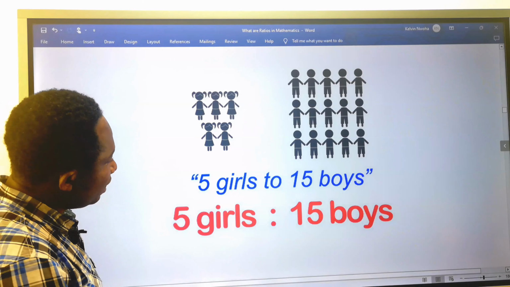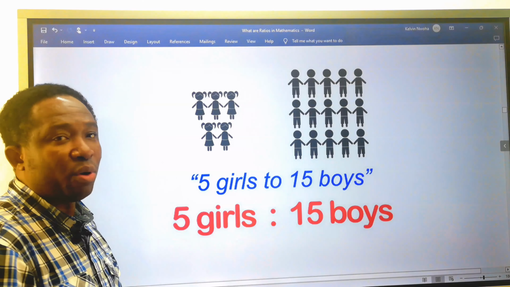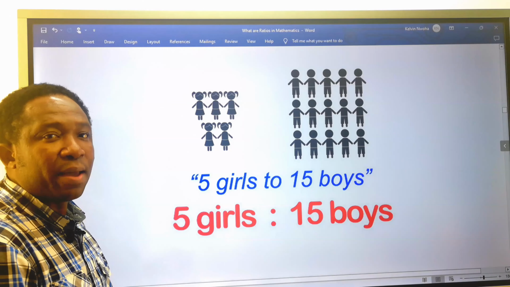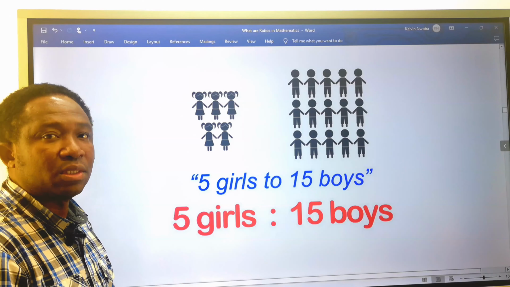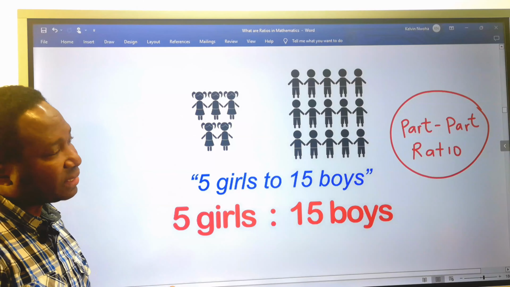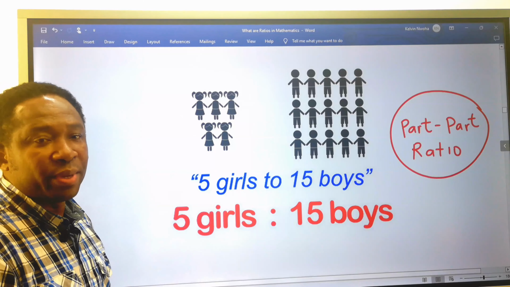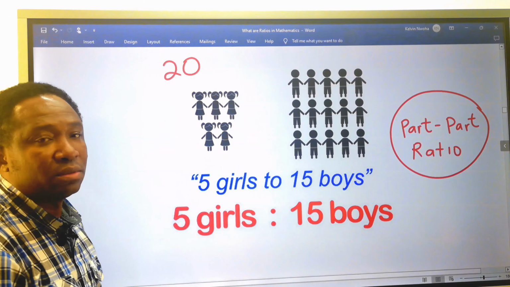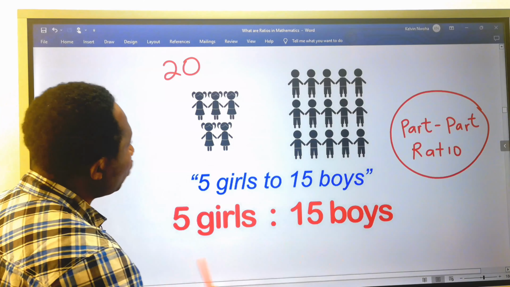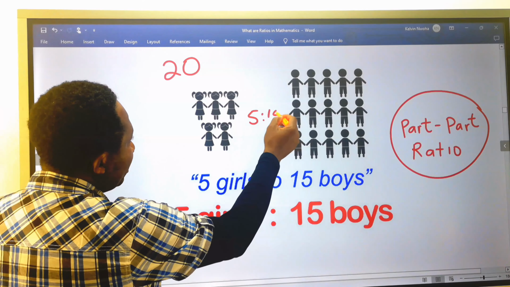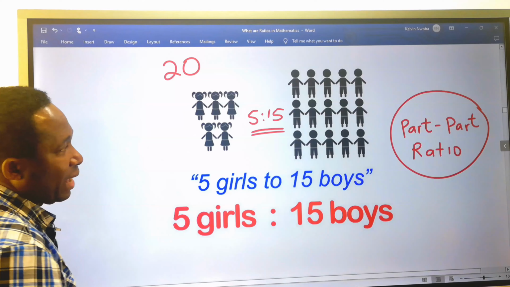Next, if you consider this 5 girls to 15 boys ratio, is it a part to part ratio or is it a part to whole ratio? I will give you a few seconds to figure it out. It is a part to part ratio because the entire class is made up of 20 pupils. But in this ratio, 20 is not mentioned. That means 5 to 15 is a part to part ratio.